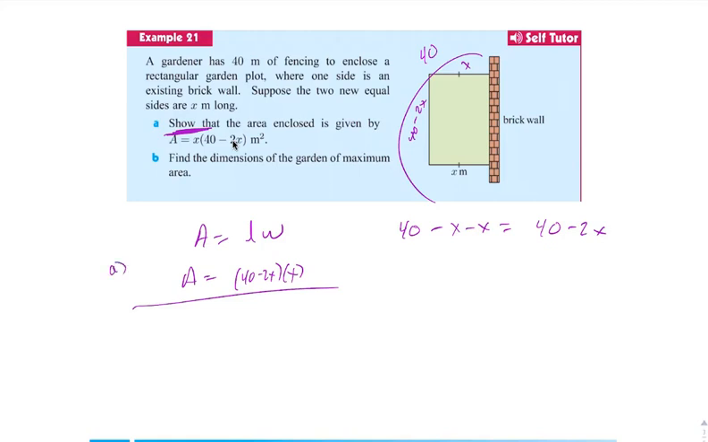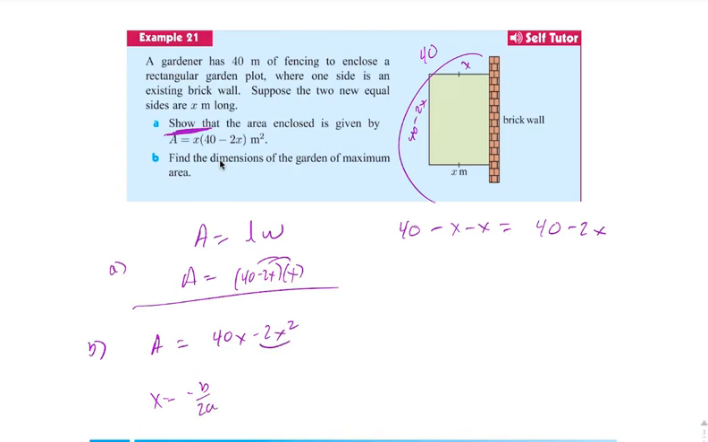B is find the dimensions of the garden with the max area. So I'm going to actually do it by hand for one of them. For B, I want to find the max area. So let me simplify this. I get 40x minus 2x squared. Now if I was trying to find the vertex, x equals negative b over 2a.